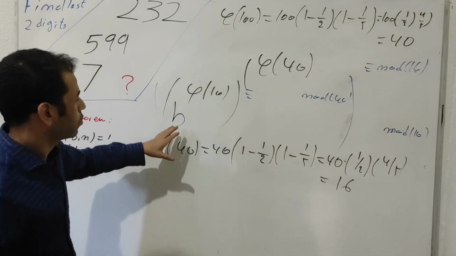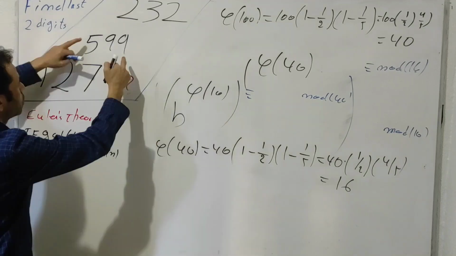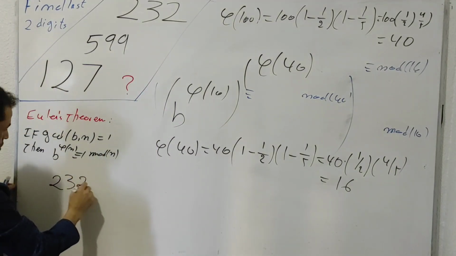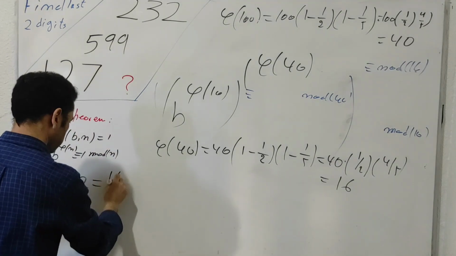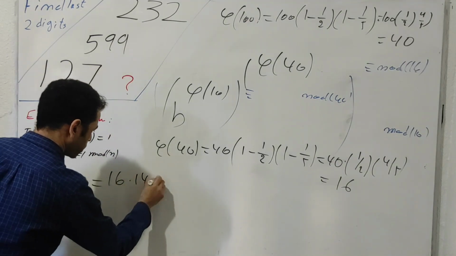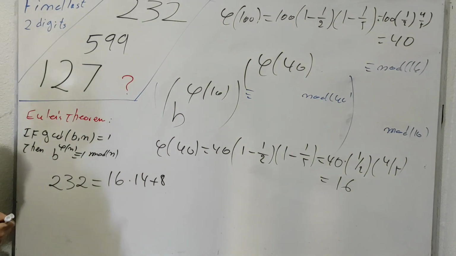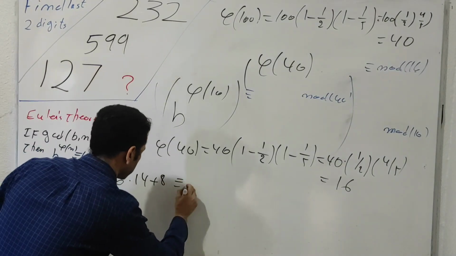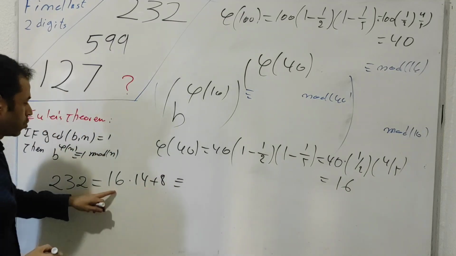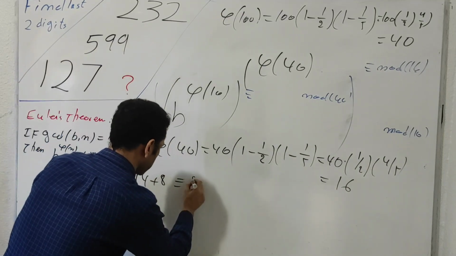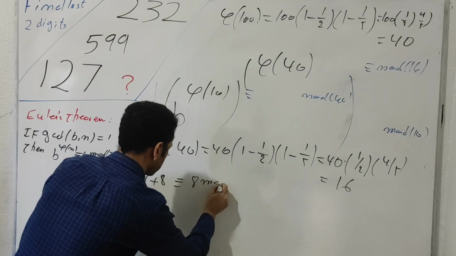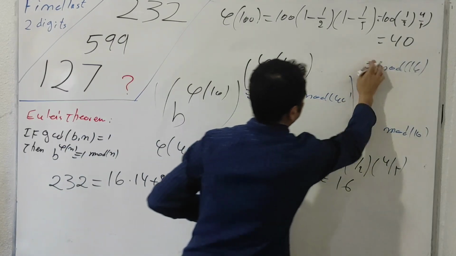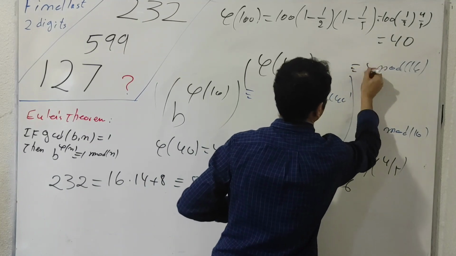Okay, now I'm going to work on our numbers. Now I'm going to check 232 first. 232 equals 16 multiplied by 14 plus 8. If I reduce this one to mod 16, I will have 8. So it's congruent to 8 mod 16.